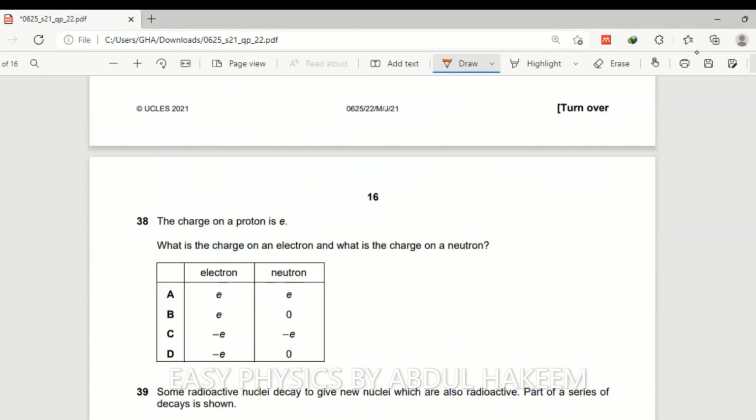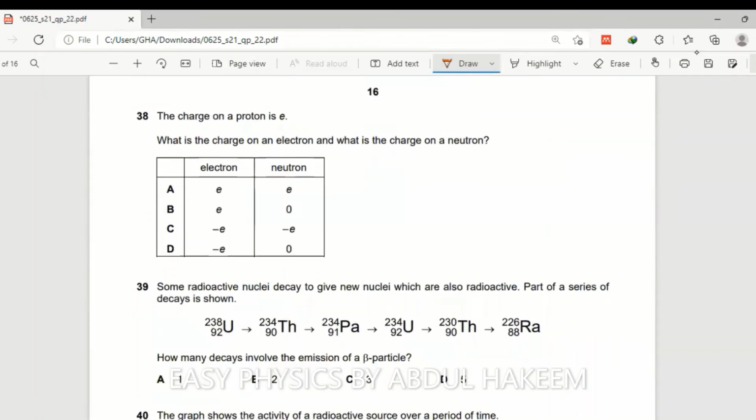C is the option. And the 38, the charge on the proton is E. And what is the charge on the electron? It's negative E, same charge, but opposite. And the neutron, 0. So the electron charge is negative E and the neutron charge is 0 because it is neutral. So this is the option.